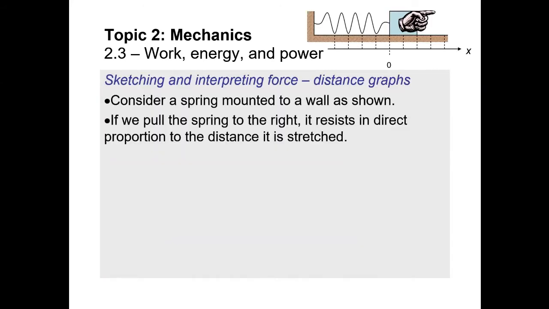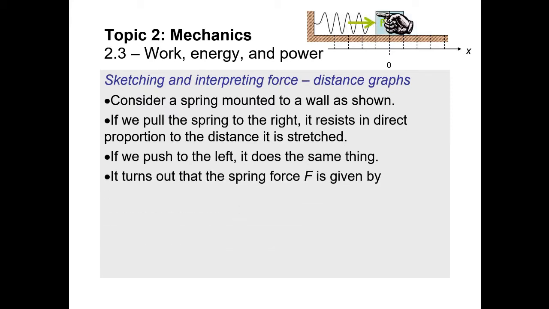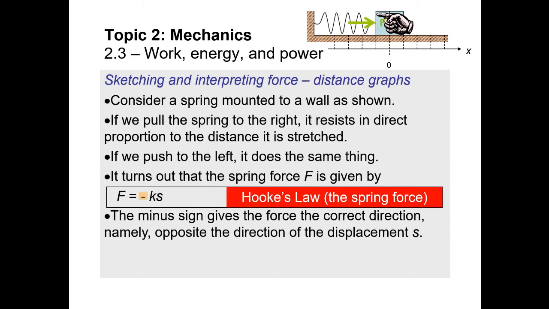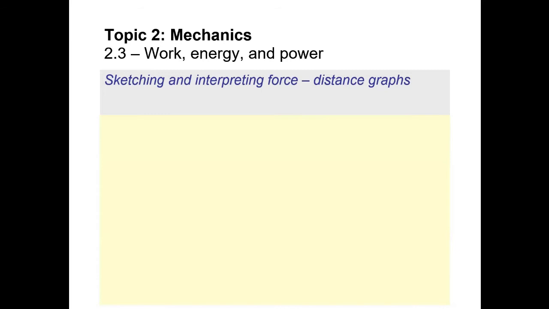If we pull the spring to the right, it resists in direct proportion to the distance it is stretched. If we push to the left, it does exactly the same thing. It turns out that the spring force is given by F equals minus Ks, and this is known as Hooke's law. The minus sign gives the force the correct direction, namely opposite the direction of the displacement S. Since F is in Newton and S is in meter, the units for spring constant K are Newton per meter.